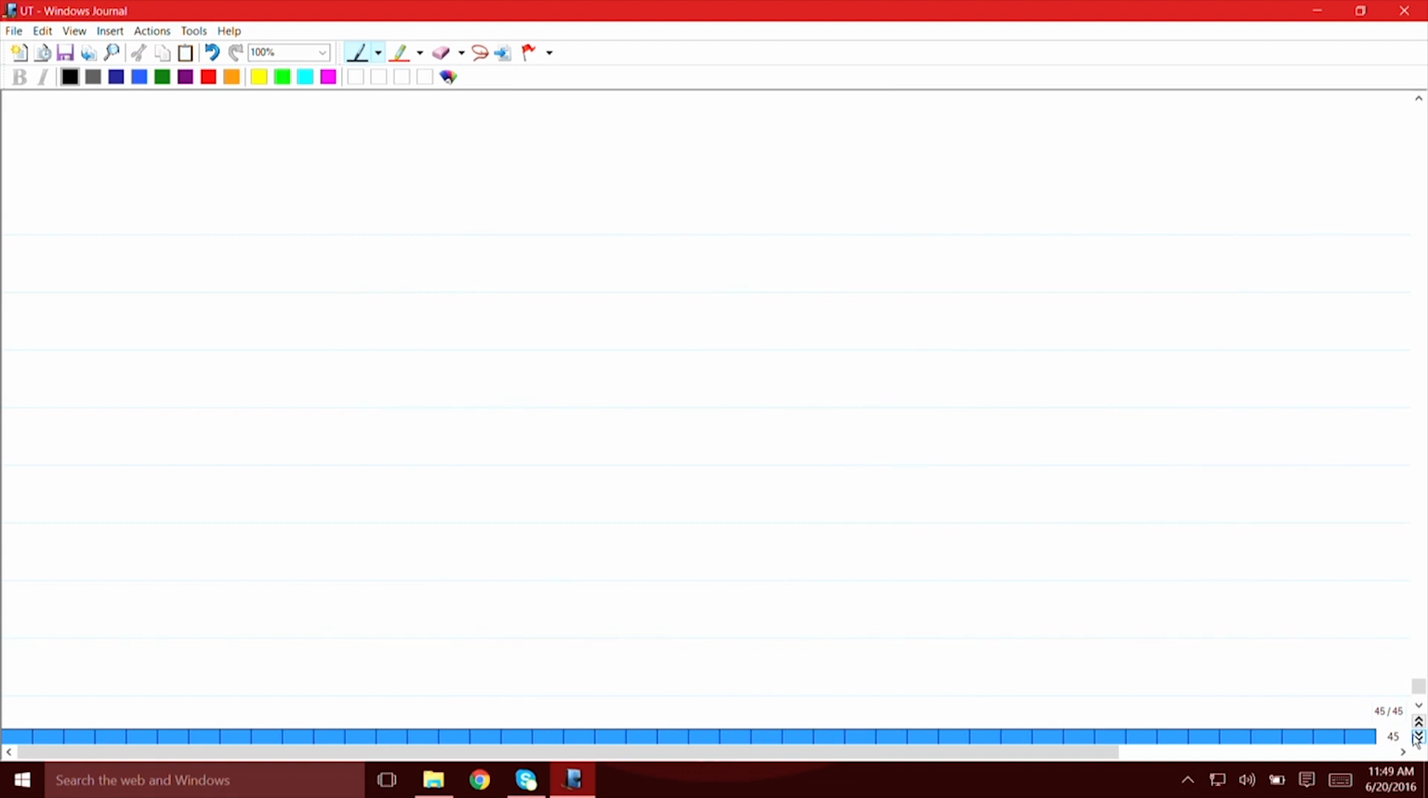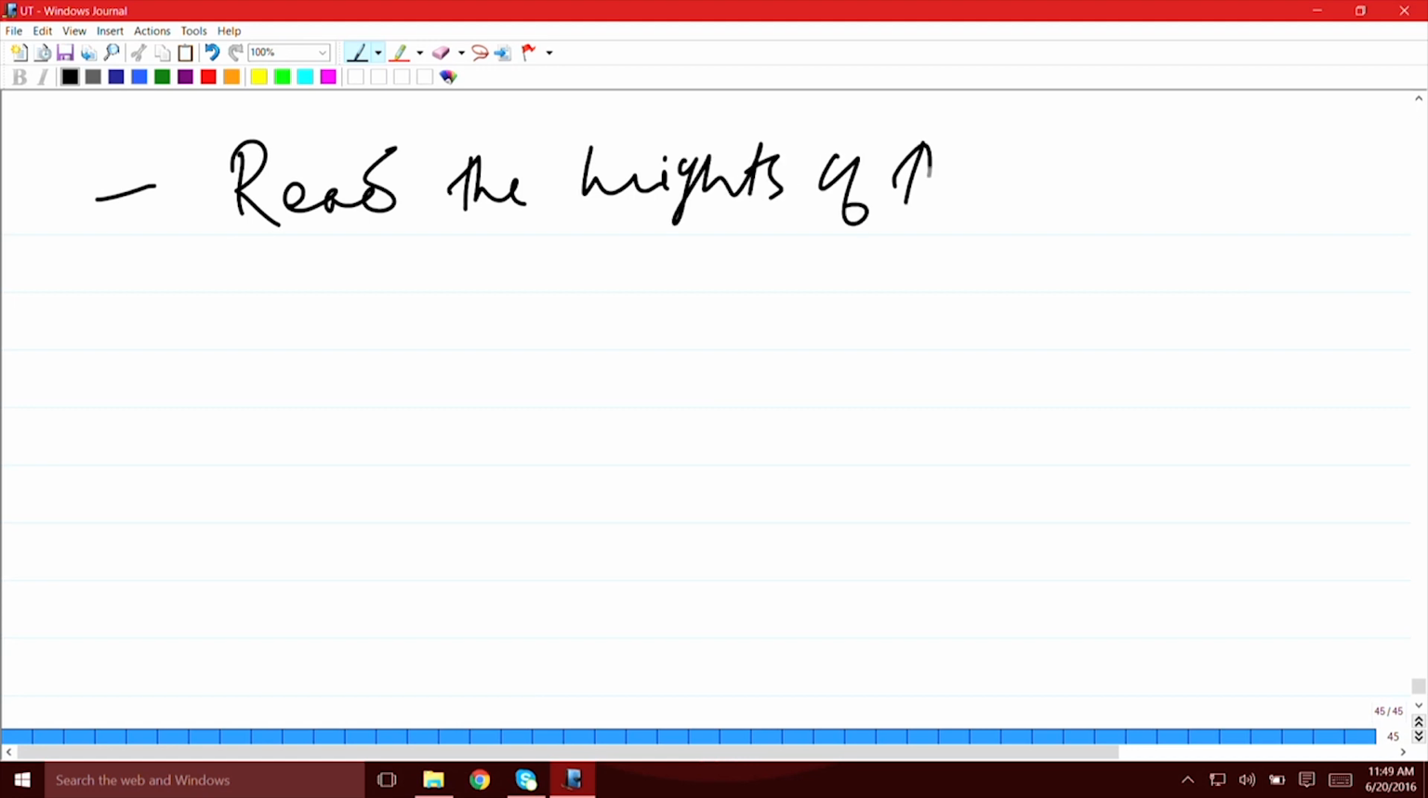Okay. Yeah, so that is the next step. Read the heights of the peaks after getting the maximum signal from the hole for each of the other blocks without touching the gain control.